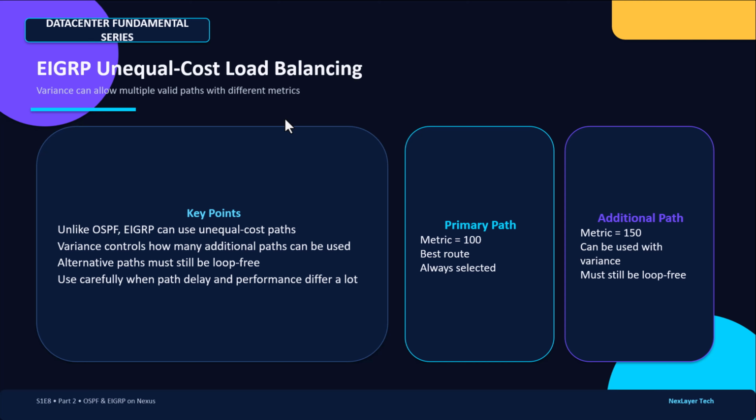Imagine that the best EIGRP path has a metric of 100. A second loop-free path has a metric of 150. Without variance, EIGRP would normally use only the path with the metric of 100. But with the appropriate variance configuration, EIGRP may be able to install and use both paths. This can improve the utilization of available links. However, the alternative path must still satisfy EIGRP's loop prevention requirements.